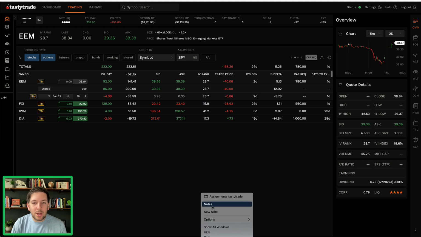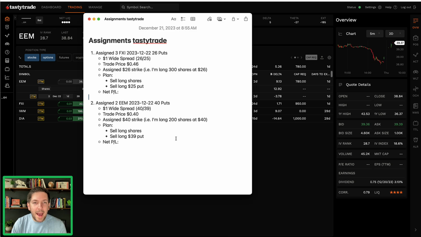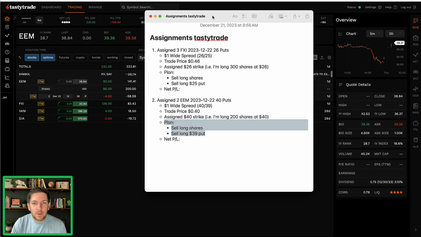So now what we want to do is go through our actual plan for this position. The plan of attack when the market opens is to do two things. Let me just move this over so we can talk through this together. The first thing that we're going to do is sell our long shares. We don't want the long shares, so we are long 200 shares. We're just going to reverse that trade and sell those shares.